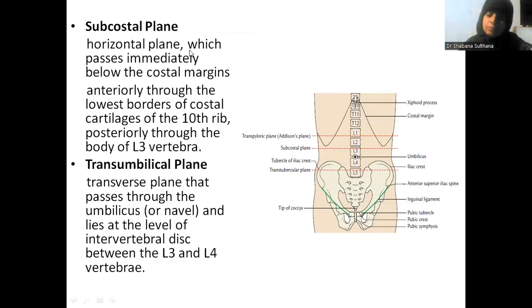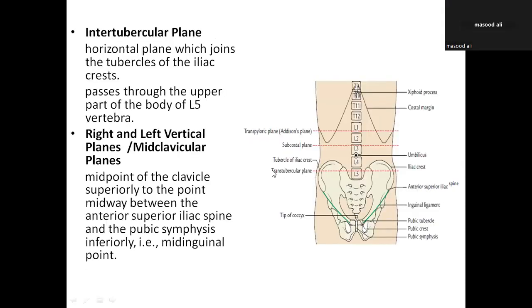The subcostal plane is a horizontal plane passing immediately below the costal margins. It passes through the lowest border of the costal cartilage of the 10th rib, and posteriorly it corresponds with the third lumbar vertebra. At the level of the umbilicus, if we cut, we generally call it the transumbilical plane. You can see the umbilicus here. It is between L3 and L4. What are the other planes?